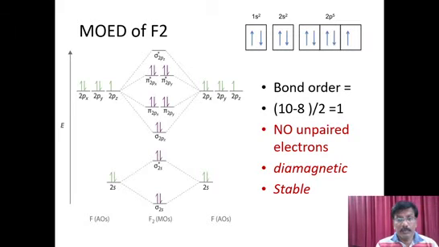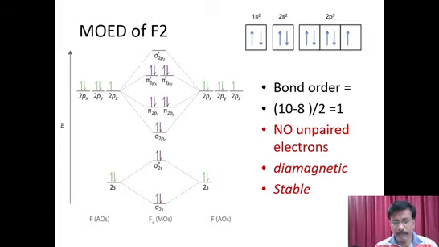Now when you calculate the bond order, the same way as we calculated for O2 minus 2, the total number of bonding electrons is 6 plus 2 plus 2, that is 10, and anti-bonding electrons are 2 plus 2 plus 4, that is 8. 10 minus 8 is nothing but 2. It comes out to be 2 by 2, and 2 by 2 gives 1. So the bond order is 1. We know that F2 has a single bond with another fluorine atom.